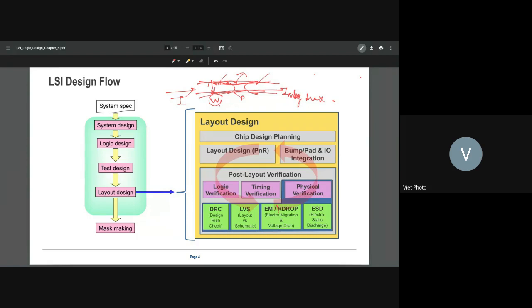If, let's say, the limit here only allows 10 milliamps, but we put in 20 milliamps, then the EM will accelerate and it will die. It will cut this off before the 10-year limitation.